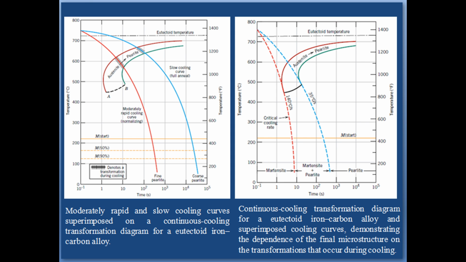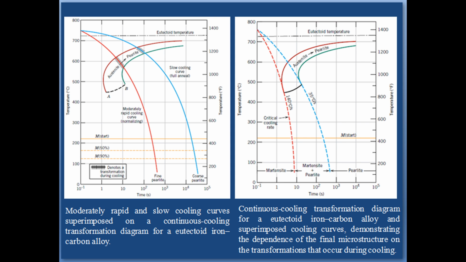The unreacted austenite begins transforming into martensite upon crossing the M-start line. With regard to representation of the martensitic transformation, the M-start, M50% and M90% lines occur at identical temperatures for both isothermal and continuous cooling transformation diagrams.